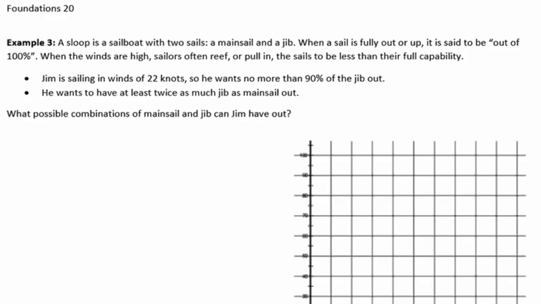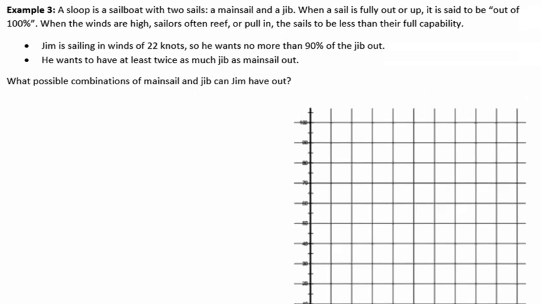Example 3. A sloop is a sailboat with 2 sails, a mainsail and a jib. When a sail is fully out or up, it is said to be out at 100%. When the winds are high, sailors often reef or pull in the sails to be less than their full capacity. Jim is sailing in winds of 22 knots, so he wants no more than 90% of the jib out. He wants to have at least twice as much jib as mainsail out. What possible combinations of mainsail and jib can Jim have out?